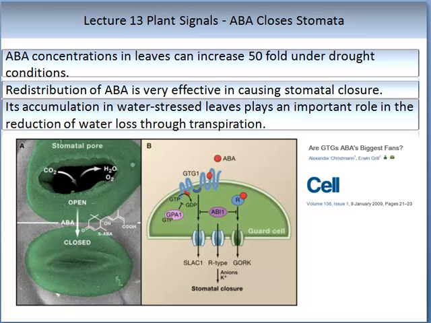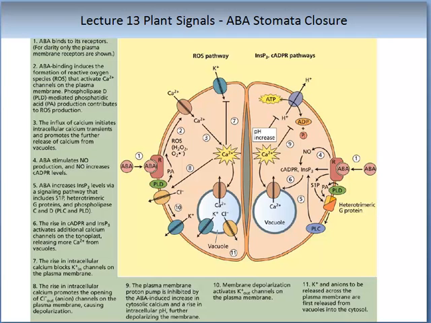The figure on the slide, produced by Christmann and Grill in their 2009 paper on ABA, demonstrates how the compound ABA is involved in the opening and closing. On the right-hand side of the picture are some of the genetic pathways involved in this process. Let us examine the process of ABA and stomata closure in more detail.